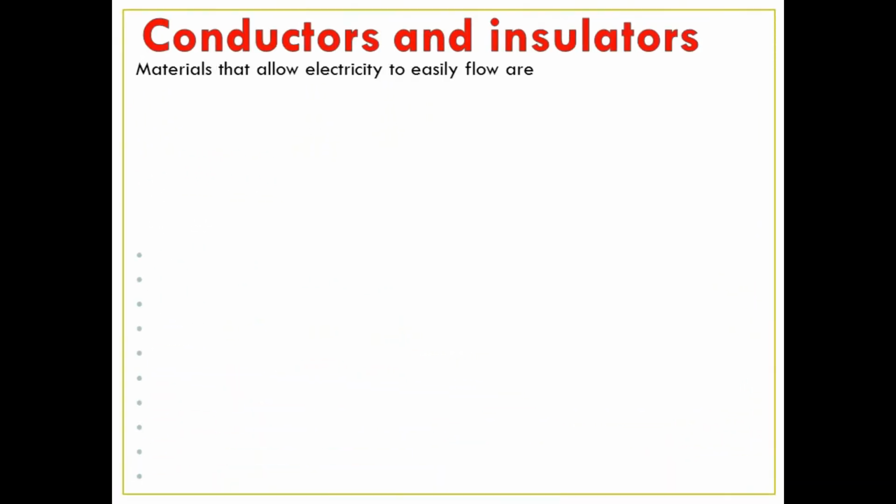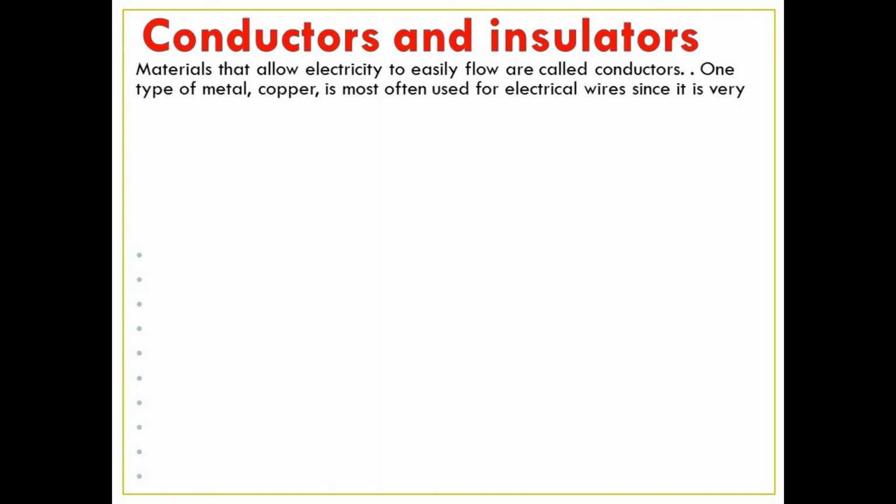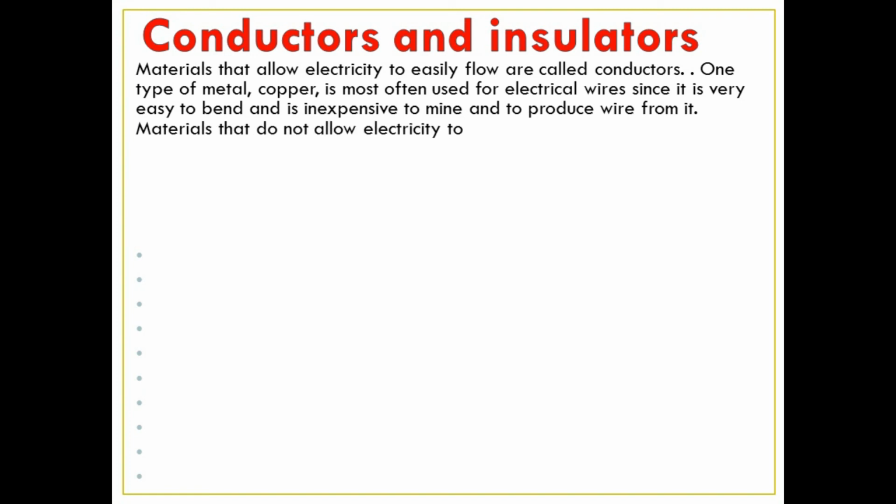Materials that allow electricity to easily flow are called conductors. One type of metal, copper, is most often used for electrical wires since it is very easy to bend and is inexpensive to mine and produce wires from. Which metal? Copper is a good conductor.